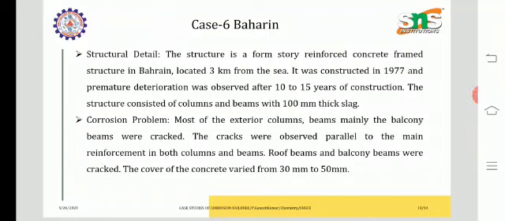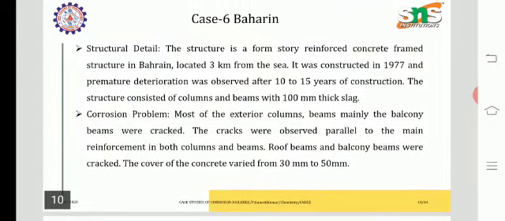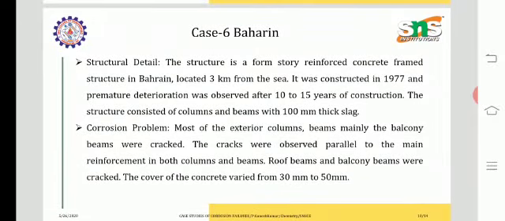So the corrosion problem: most of the exterior columns and beams, mainly the balcony beam, were cracked. The cracks were observed parallel to the main reinforcement in both columns and beams. Roof beams and balcony beams were cracked. The cover of the concrete varied from 30 to 50 millimeters.